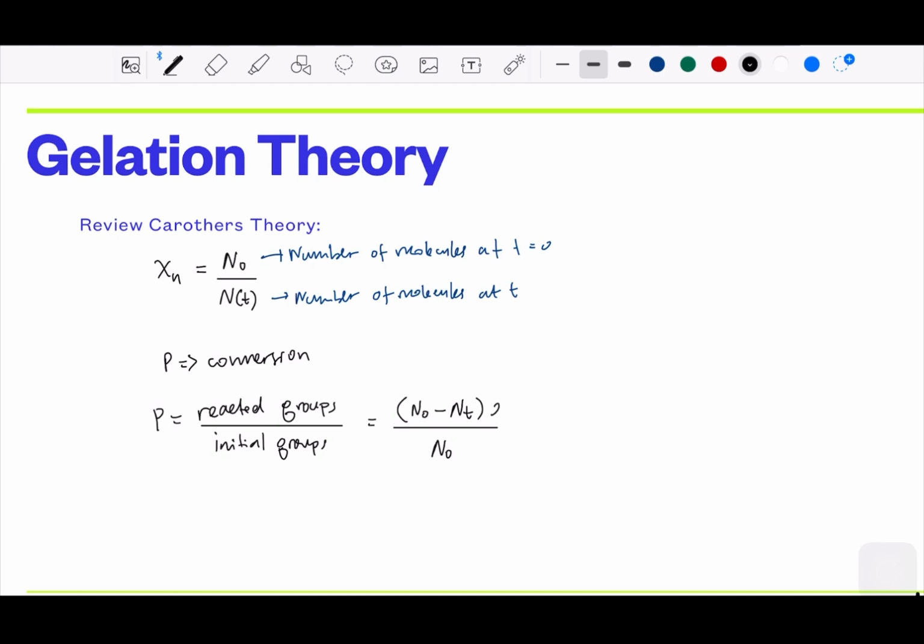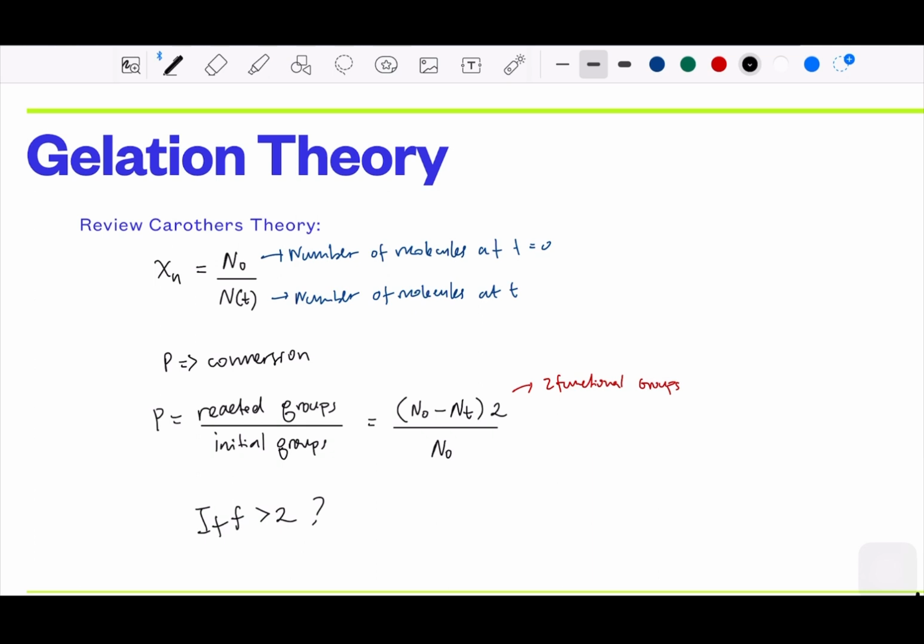I mean to multiply by 2 because we have two functional groups. So now if the functional group is greater than 2, what will happen? Now we are going to discuss them.